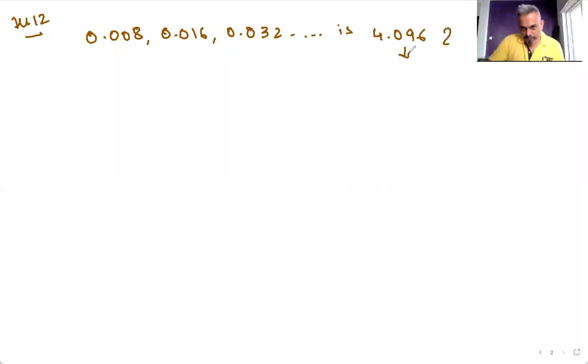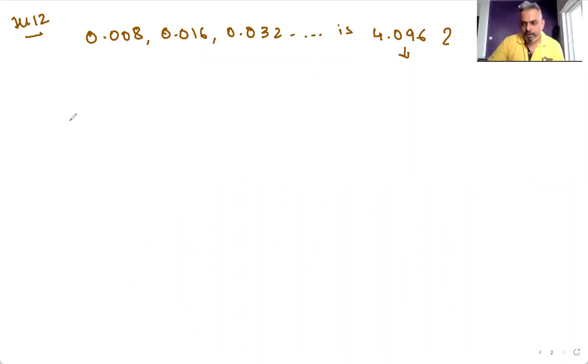Which term of the GP 0.008, 0.016, 0.032 is 4.096? So we have to find which term it is.